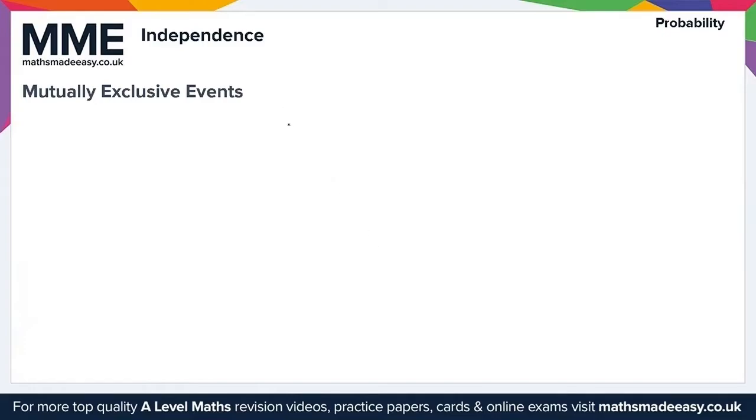So in that case, if we have the two events A and B here, then we can write the probability of the intersection of these two events, so A intersection B, is equal to 0 here.